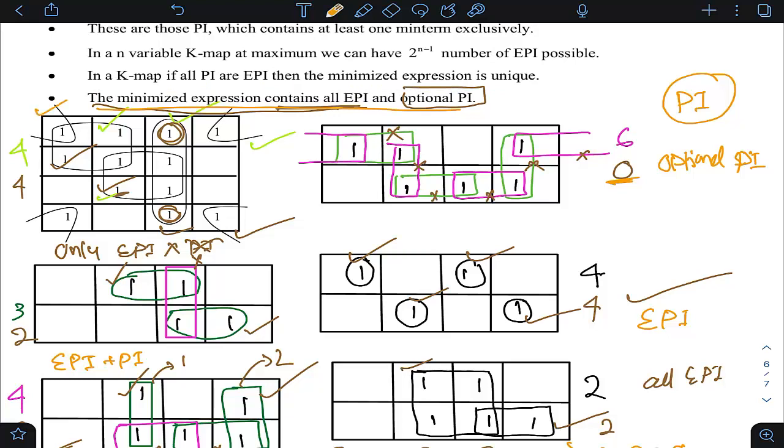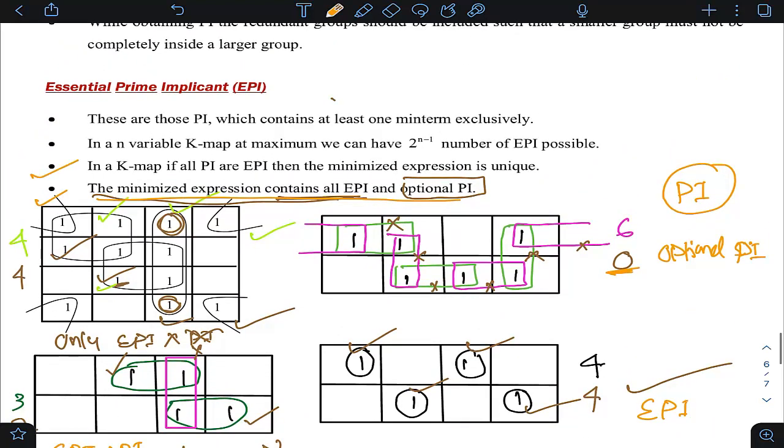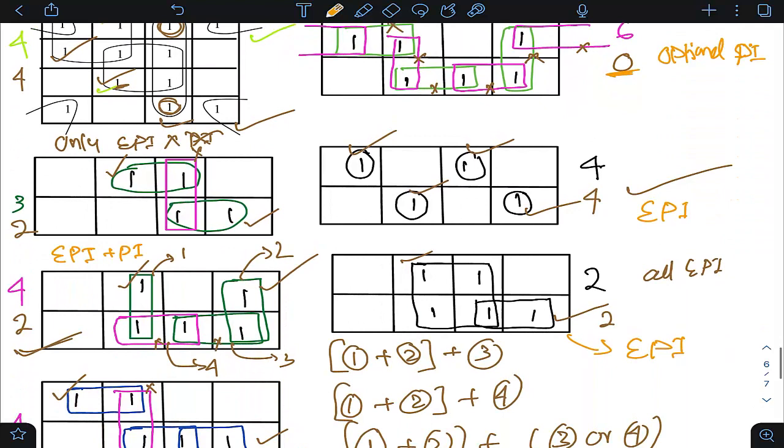So we understood this point, and here students, in an n variable K-map, at maximum we can have 2 raised to power n minus 1 number of EPI possible. So this is what the example is. In this map you see that it's a 3 variable K-map. So 2 raised to power 3 minus 1, that is 2 raised to power 2. You have 4 number of EPI. You cannot find any other combination where the number of EPI will exceed 4.